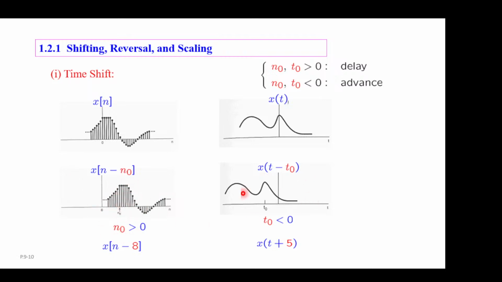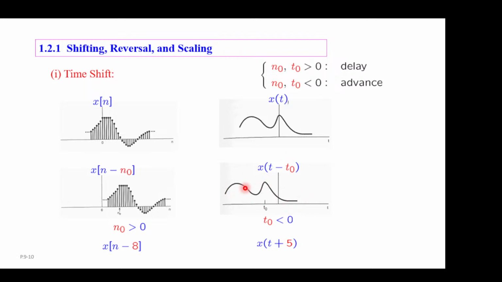So you can see here, this is a delayed signal. And otherwise, if you are getting a signal like t plus t naught, then your signal will shift to the left, and so this is an advanced signal because your signal is happening earlier in time.